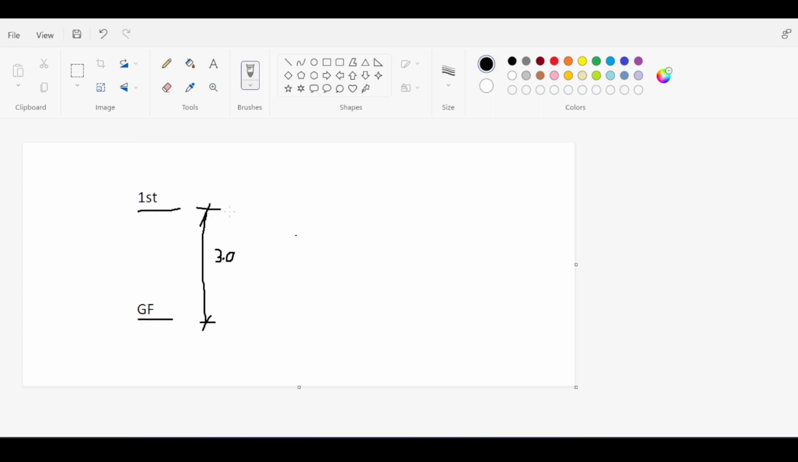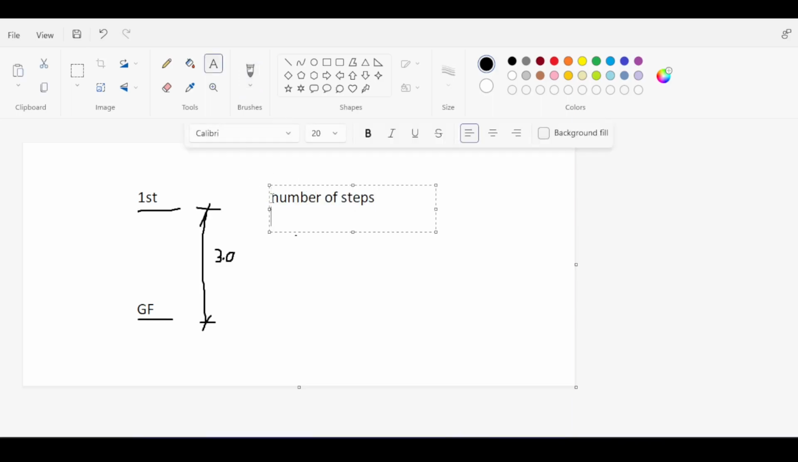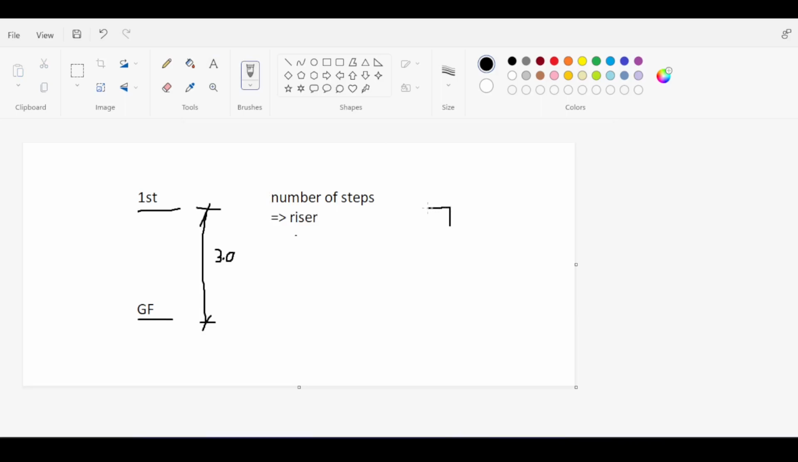The first question you will have to ask is, how many steps do you want? Because the number of steps, this first variable, basically affects the riser of a step, because an individual step is comprised of a vertical part and a horizontal part. The vertical part is called the riser, and the horizontal part is called a tread, depending on the country or the region where you are. Both are equally important from an architectural point of view. I know I'm not an architect, but we should know this.